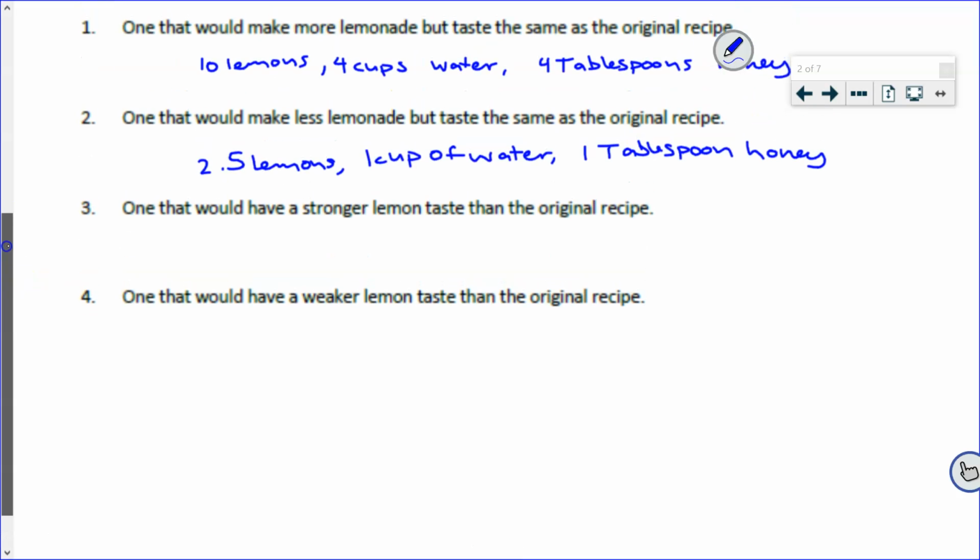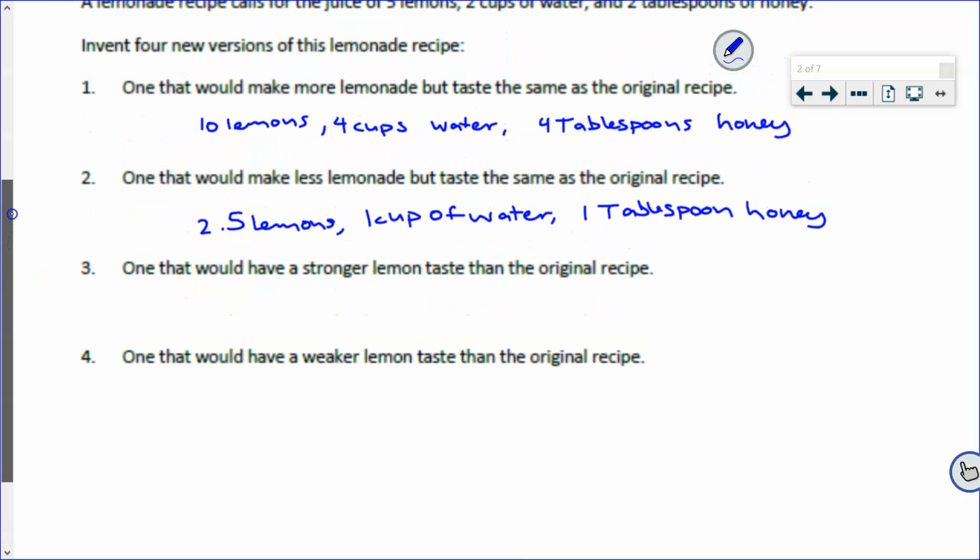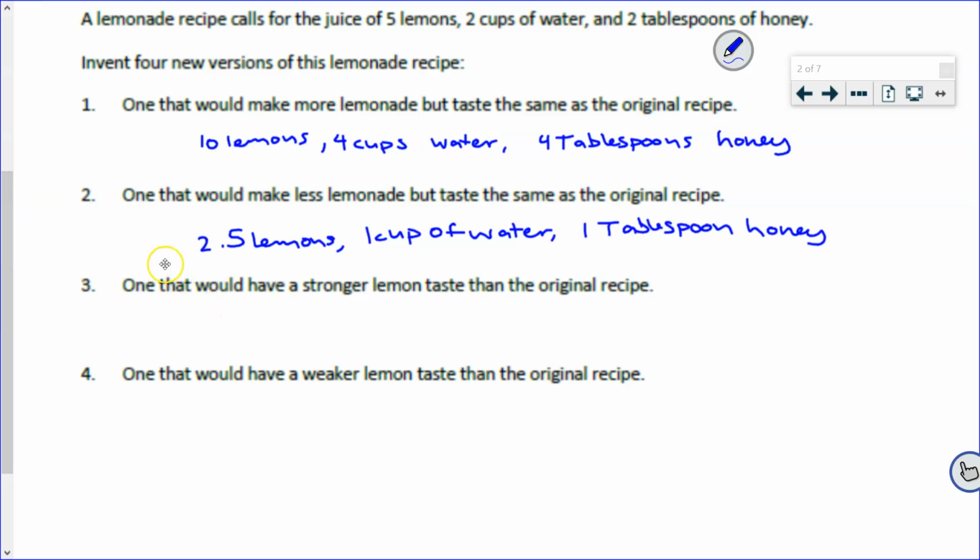Okay, now give me a recipe that is going to have a stronger lemon taste than this original recipe. What did you do, Dex? Okay. Great. We just added an extra lemon, guaranteeing that we're going to have a stronger lemon taste, but we kept the rest of that recipe the same.